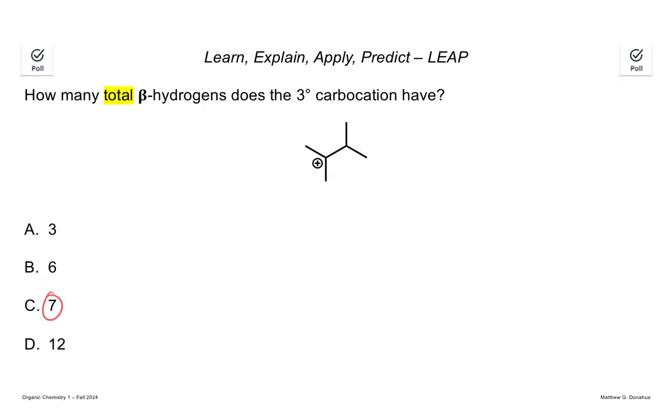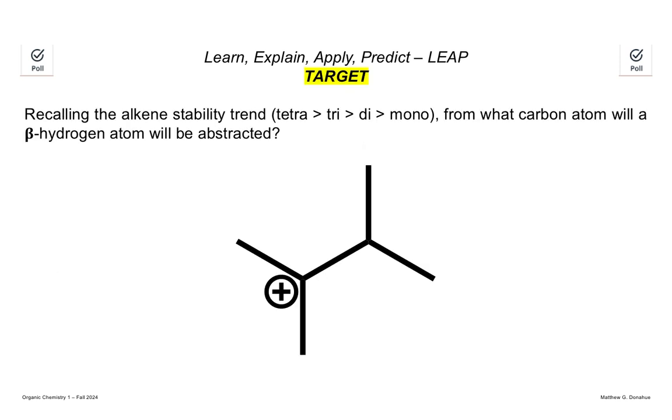So we said that was 7. So 3, 3, 1. That'll get us to the 7. So elimination from beta prime gives you the tetra substituted. Elimination from beta gets you the geminal di-substituted.